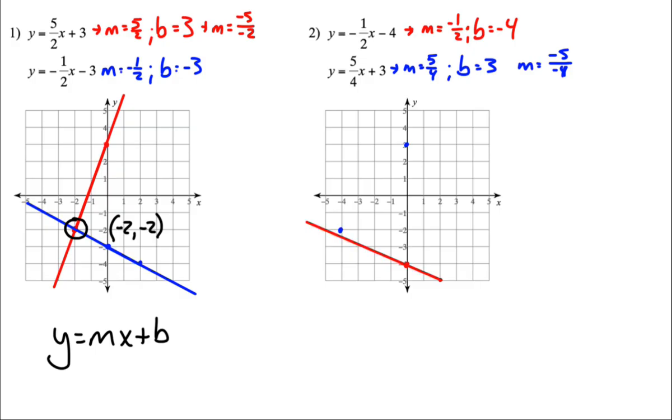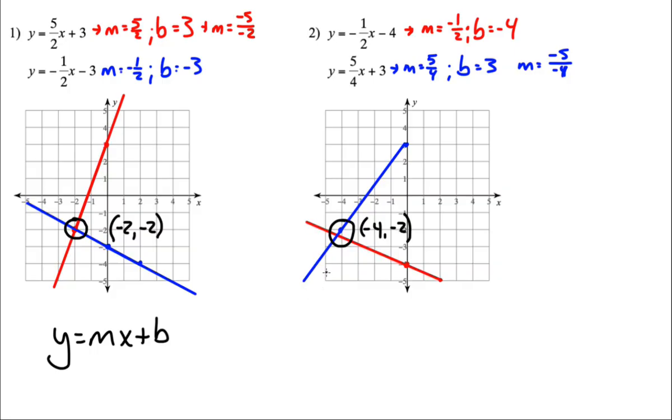And then if I draw that graph, it's going to look like this. Okay, and where's the point that they cross? They're going to cross at this point right here, which is (-4, -2).